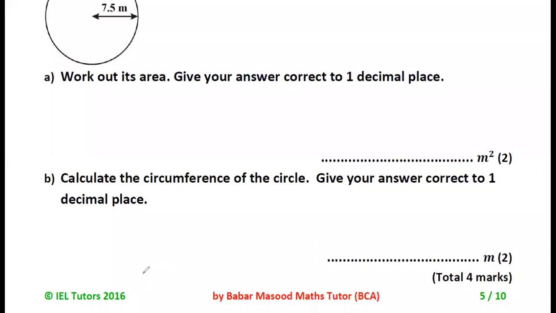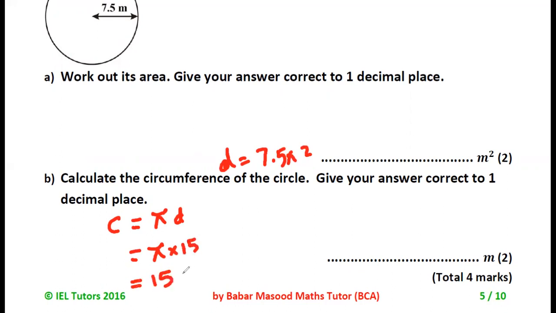Moving to part B of the question, it says, calculate the circumference of the circle. Give your answer correct to 1 decimal place. Right. As we know, circumference can be worked out by using the formula pi times d. So we'll write pi times, if the radius is 7.5, its diameter must be 7.5 times 2, which will be 15. So pi times 15, or 15 pi.